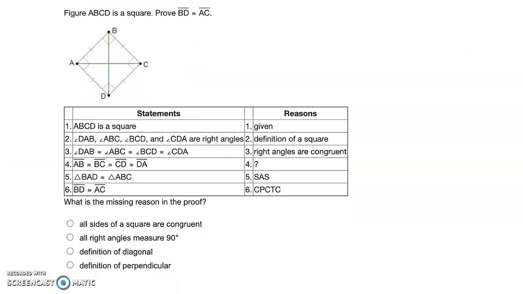Here's a proof. ABCD is a square. We want to prove that BD is congruent to AC. We want to prove the diagonals are congruent right there. And if you'll notice, as we walk through this proof, we get right angles are congruent.